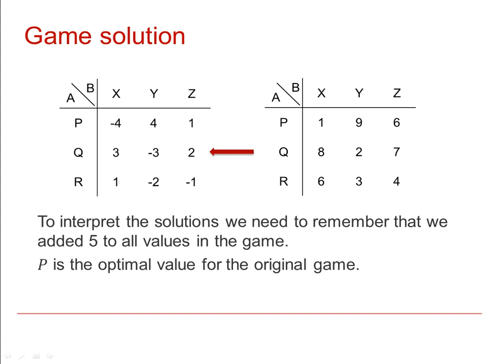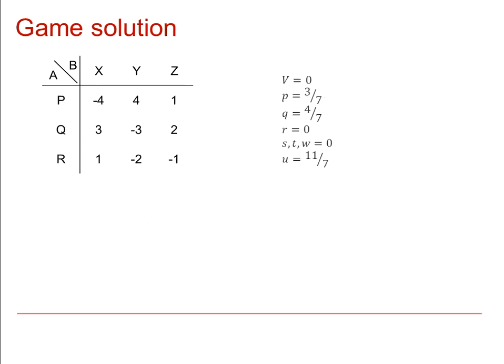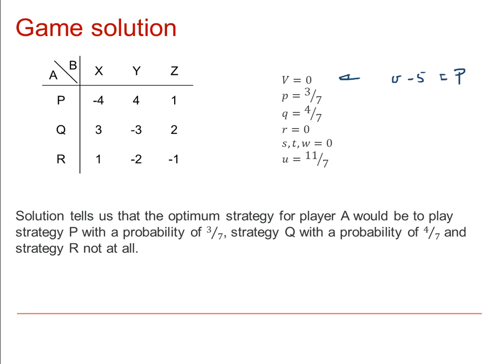Remember that in interpreting the solution that originally we added 5 to the values, so we must always remember to subtract that at the end. So that we have these values for our original solution. V here is the value V in our simplex minus 5. So this is equal to the value of P that we had in the simplex tableau. We had these solutions, which mean that A would play strategy P with probability 3/7 and Q with probability 4/7 and should not play R at all. And the value of the game to A is equal to 0. And as I said earlier, this means that A in the long run would have a 0 outcome, and therefore B would also receive 0 in the long term.